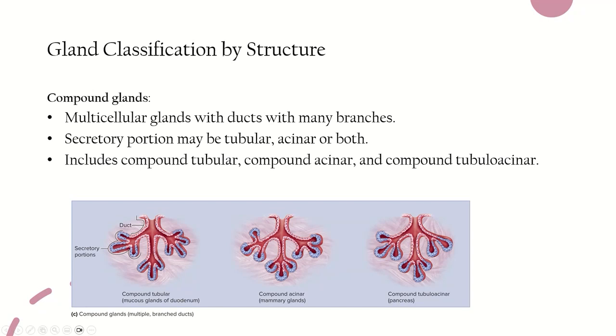Now you can have compound glands, so they're multicellular again, but they have many branches, right? So maybe part of it is tubular, part of it acini, or both. Examples here, again, are mammary glands, or your pancreatic glands for digestion. So compound tubular, compound acinar, or compound tubulo-acinar. So you can have large branching of these.